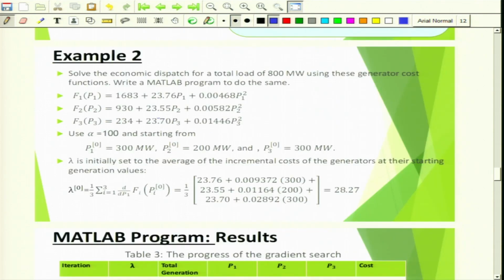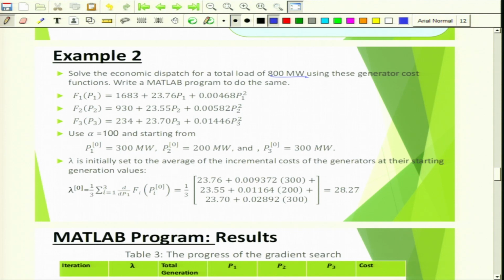Now let us take a problem to understand it in a better way. Solve the economic dispatch problem for a total load of 800 megawatt using these generator cost functions, and write a Matlab program to do the same. I can suggest you also carry out a simulation or Matlab coding, C coding, to have an experience or exposure of how this problem can be solved using a computer program. So lambda iteration also can be tried out.